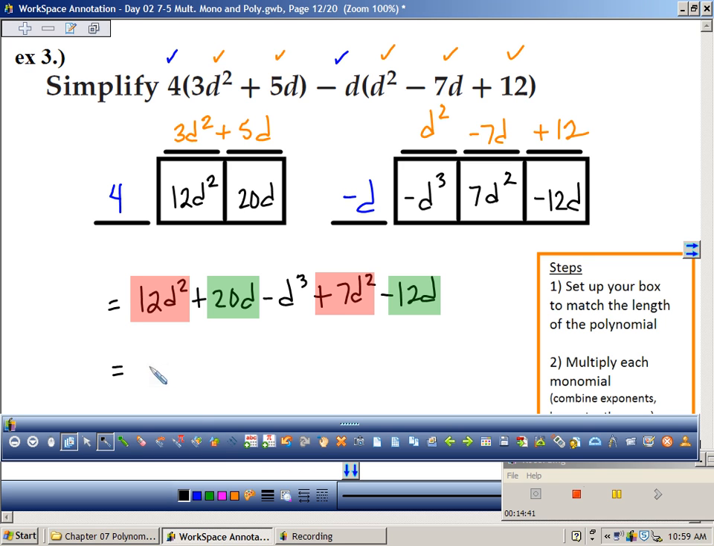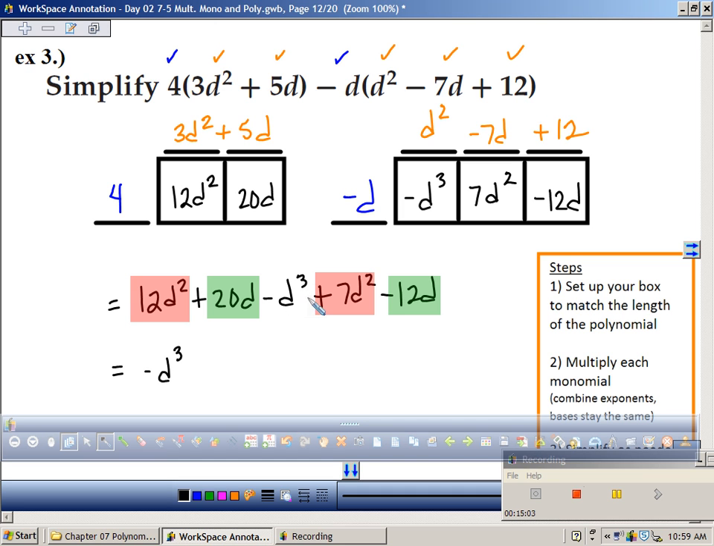What would I write first before writing 19d squared? Why, Levi? Why would I write that one first? Marissa? It has the largest exponent. We're going to write in descending order. I could have just written 19d squared first and then switched things around, but I might as well start with the biggest one, right? The biggest one is negative d cubed.